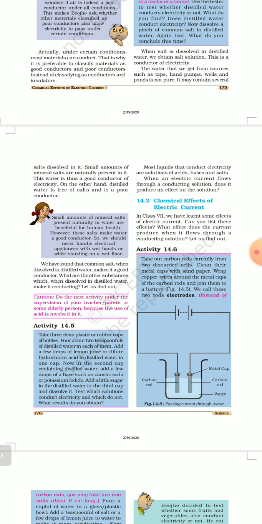Take out carbon rods carefully from two discarded cells. Clean their metal caps with sandpaper. Wrap copper wires around the metal caps of the carbon rods and join them to a battery. We call these two rods electrodes. Now in this activity we have to take out two discarded cells.